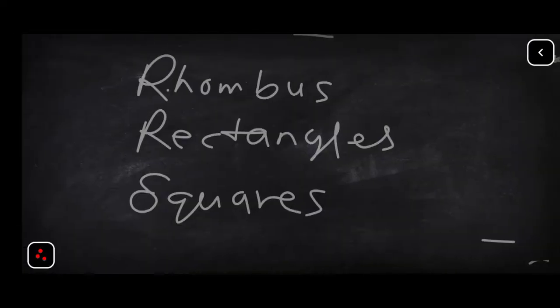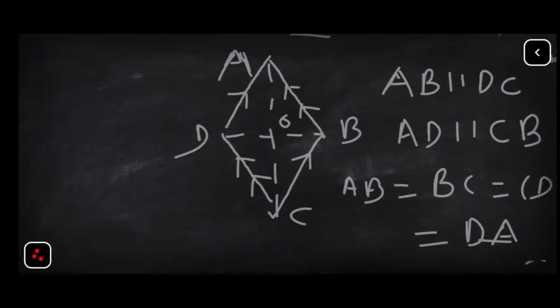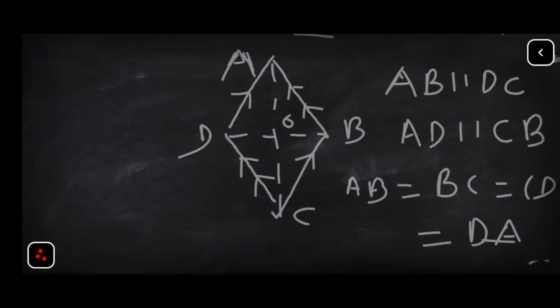Now it is time to discuss some special parallelograms. We'll be discussing three: rhombus, rectangles, and squares. First one is the rhombus. A rhombus is a special type of parallelogram whose sides are all equal. That means AB is equal to BC and BC is equal to CD and CD is equal to DA. So all sides are equal.